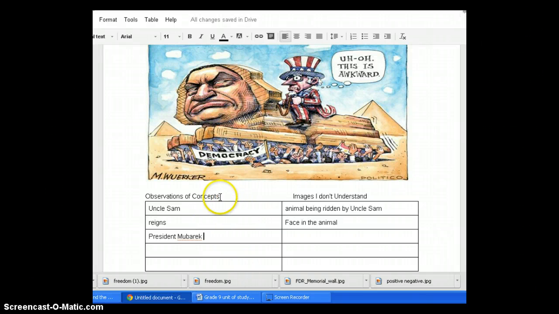So that's an observation or concept: the face of the animal. I didn't understand why there was a face, but that may lead me to go look, because I can't understand this cartoon without understanding that face. So now that's become President Mubarak, who is actually the face of this. So then when we connect that to the fact that Uncle Sam is riding on the back of President Mubarak, I find that there are other things that I understand.